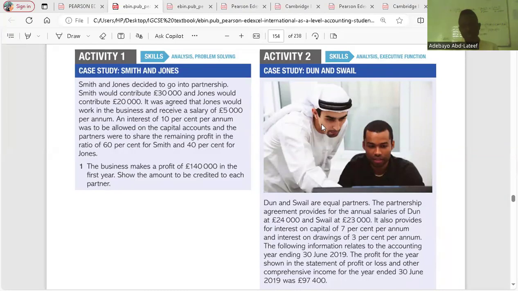Good day. Today we want to talk about partnerships. In partnerships, we have capital accounts, we have current accounts. But the focus for today is on current accounts. So for current accounts, why do partners prepare current accounts?